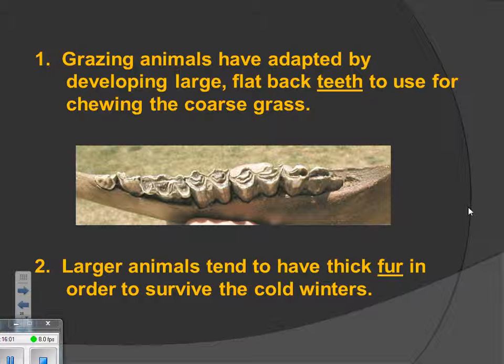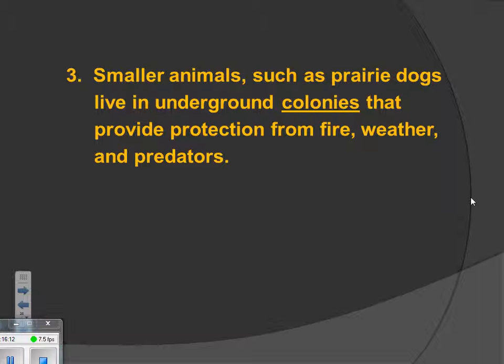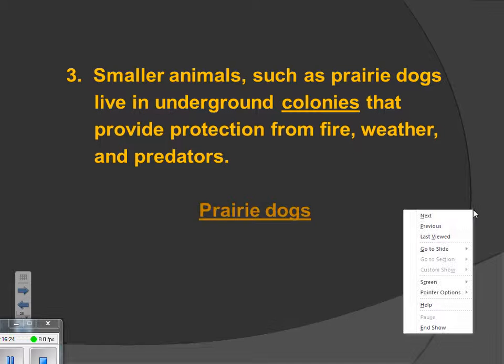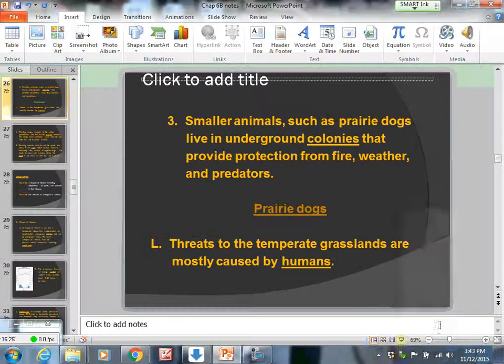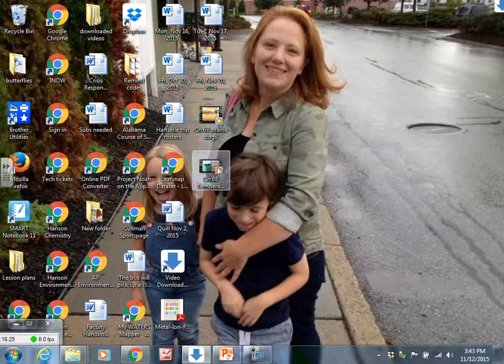Number two, larger animals tend to have thick fur in order to survive the cold winters. Number three, smaller animals such as prairie dogs live in underground colonies that provide protection from fire, weather, and predators. So we will look at something about them.